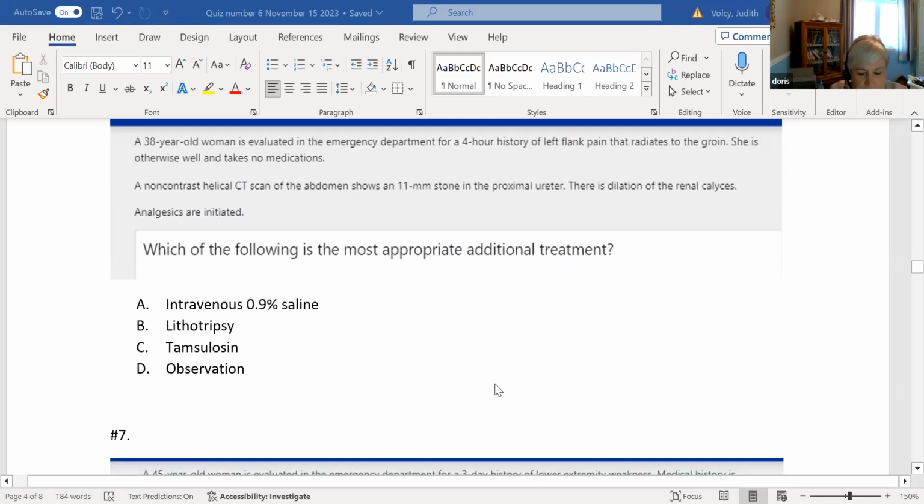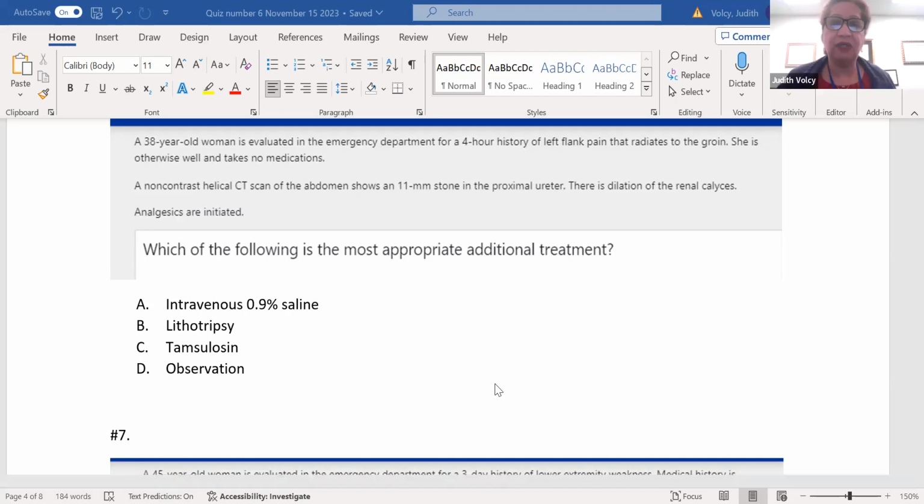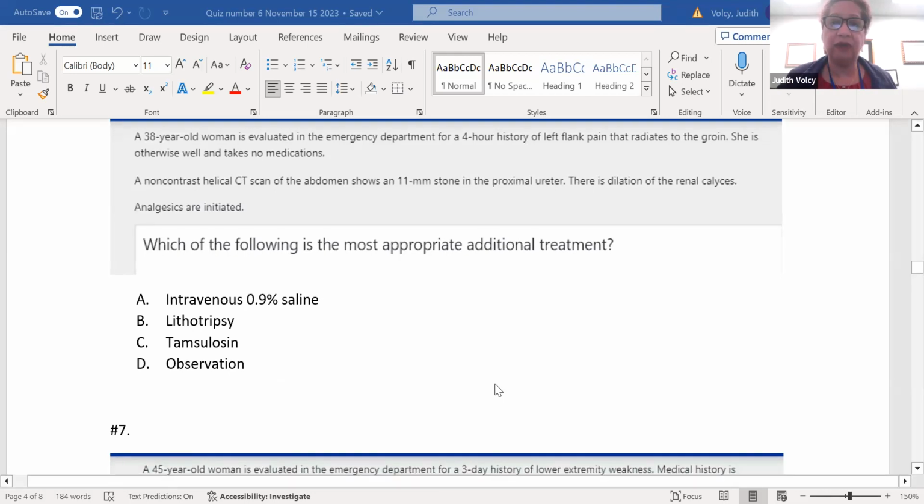Okay, so this is the first question, and these are from MKSAP 19, which is sort of like the go-to study guide for board certification for internal medicine.